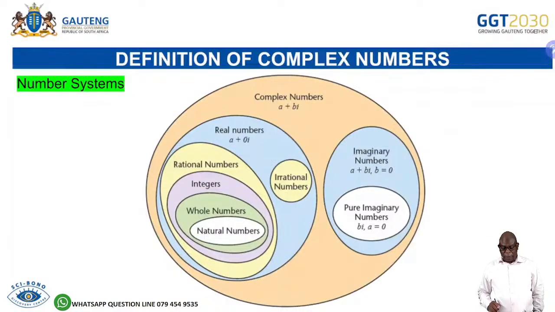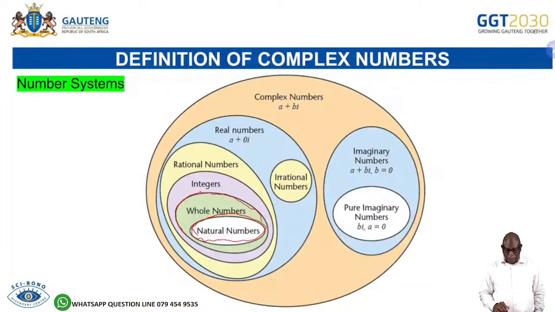Let's talk to the definition of a complex number. Now, we have a number system that you have also done in grade 10. I think it's the first topic that you do in grade 10. We need to understand how the number system works before we understand complex numbers. In a number system, we have a very small set of numbers which are called natural numbers. Those are counting numbers, your 1, 2, 3, 4. We call them natural numbers.